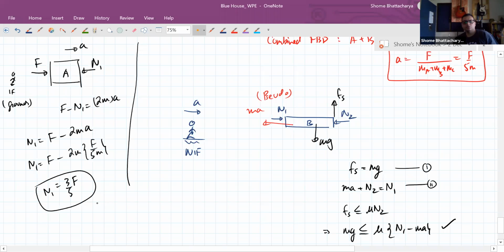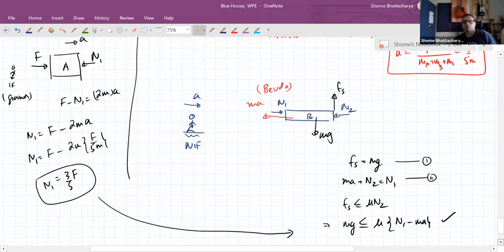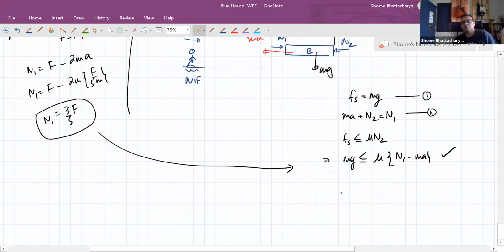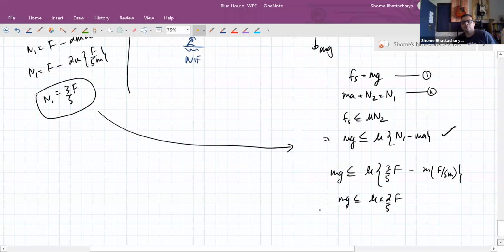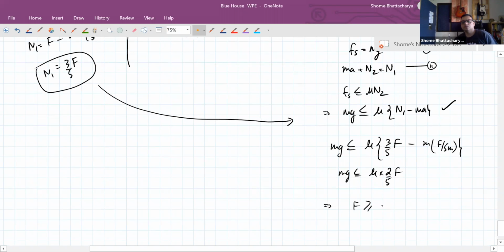Okay. So you substitute this over here. So the condition becomes mg is less than equal to mu into N1 minus ma, which is 3 by 5 F minus ma, which is this much. So mg is less than equal to mu into 3 by 5 minus 1 by 5, so that is 2 by 5 F. So that gives you the condition that F is greater than equal to 5 by 2 mg by mu. This should be your condition.